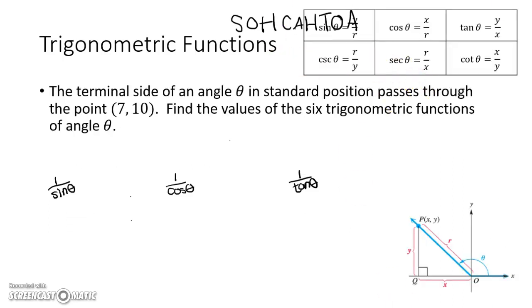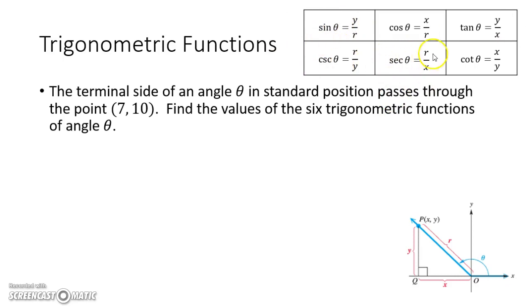Okay, so you can see here I've given you your 6 trigonometric functions that we're going to use. Here's your basic triangle to kind of see what's going on. And we have a problem that says the terminal side of an angle, theta, in standard position passes through the point (7, 10). So they give you that point that we need. And they want you to find the values of the 6 trigonometric functions.